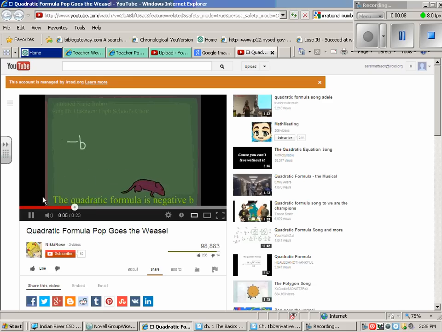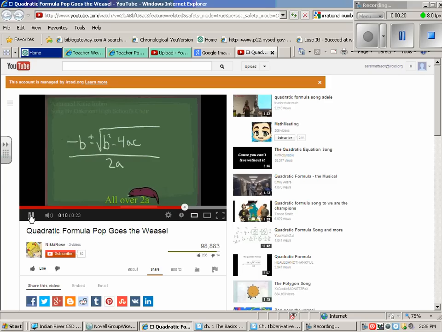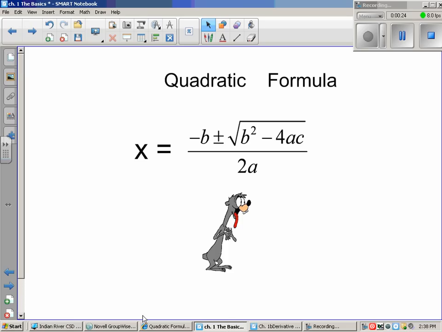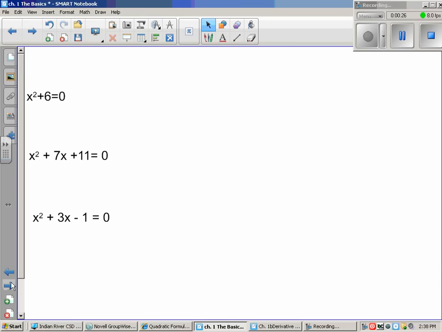The quadratic formula is negative b plus or minus the square root of b squared minus 4ac all over 2a. Aren't you just hoping to hear that just one more time? I'm sure you were, because given the fact that you probably heard it a number of times in class, just one more time would make it fun.